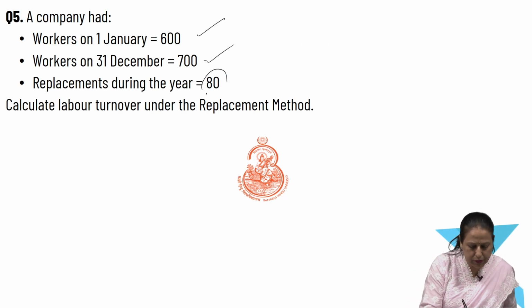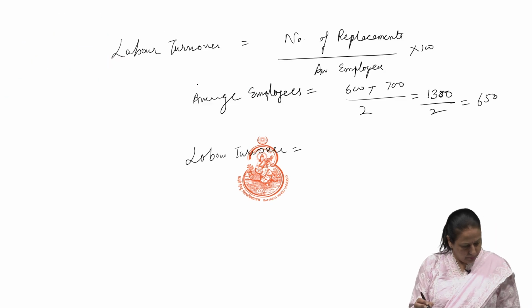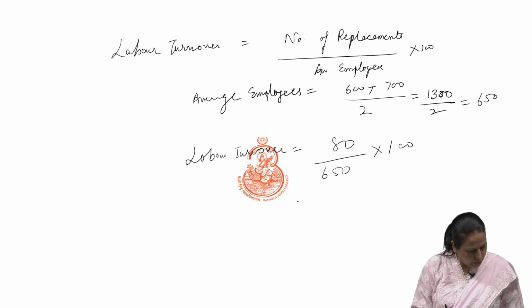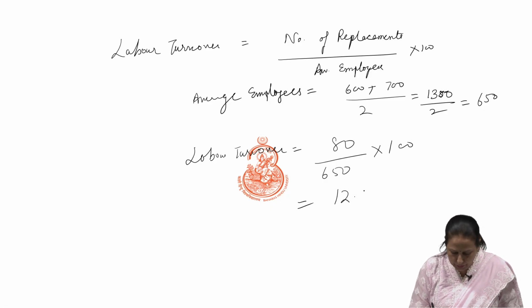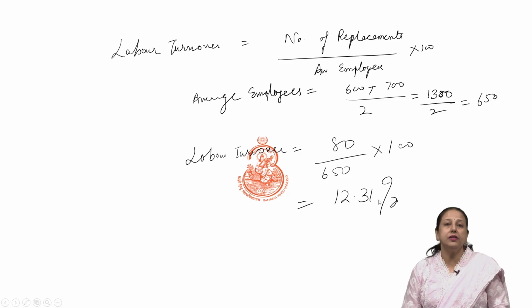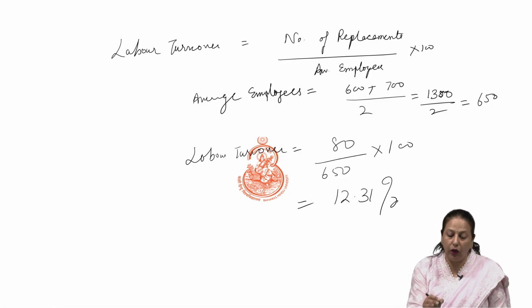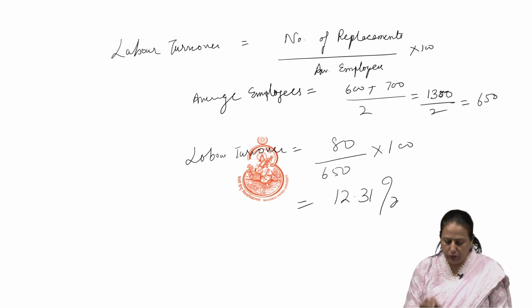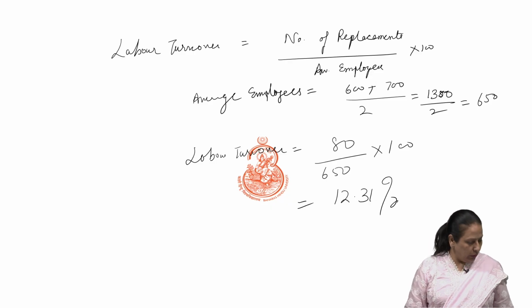the replacements during the year is 80 divided by 650 into 100, it comes to 12.31%. This is the number of employees who left the organization, who are actually replaced in the organization, which is equal to 12.31%.